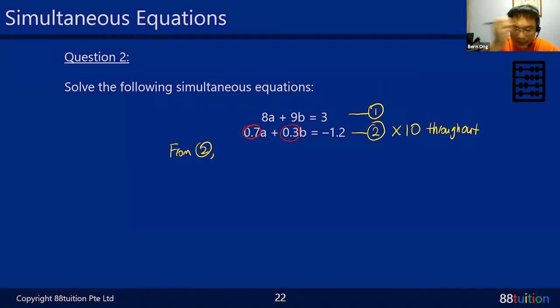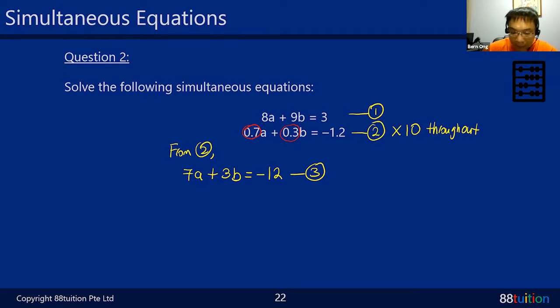0.7 times 10, 7. Yes, it's a whole number. I like it. 0.3b times 10, yes, 3b is a whole number. I like it. Minus 1.2 times 10. Wow, it's a whole number also. Negative 12. So this one I call it equation 3. So 3 comes from equation 2. All right. So it's easier to compare.